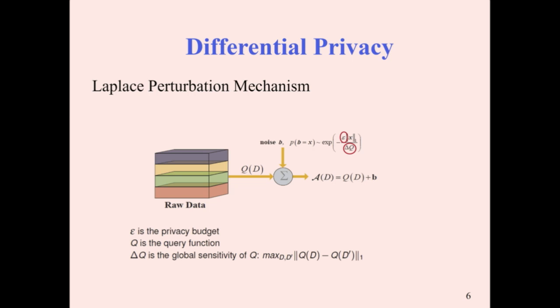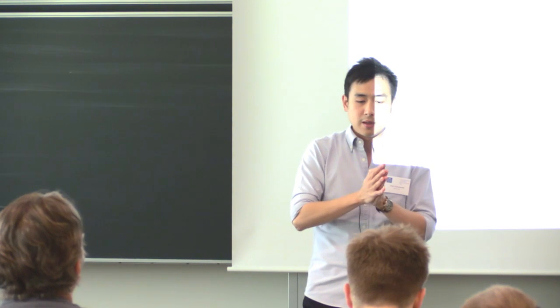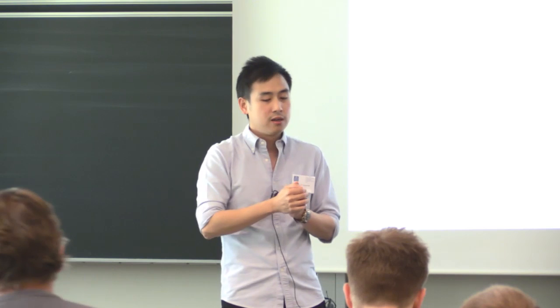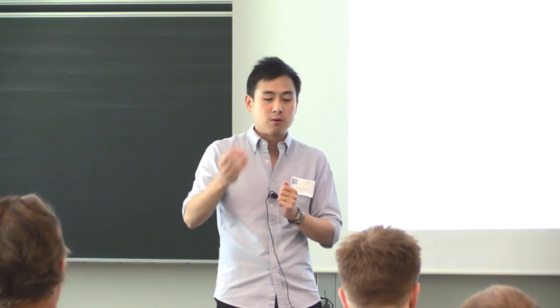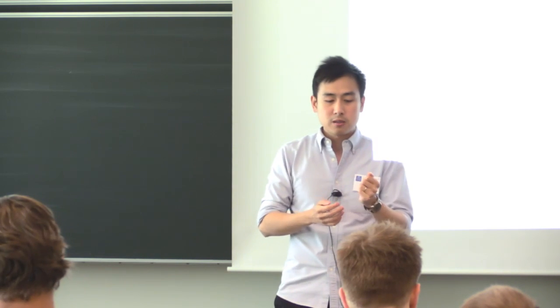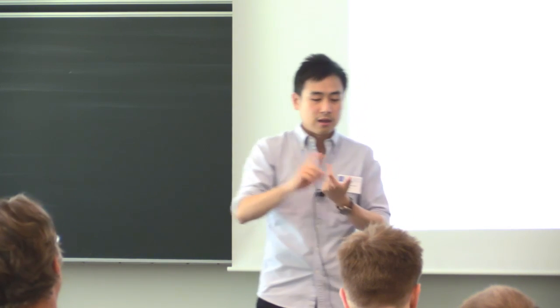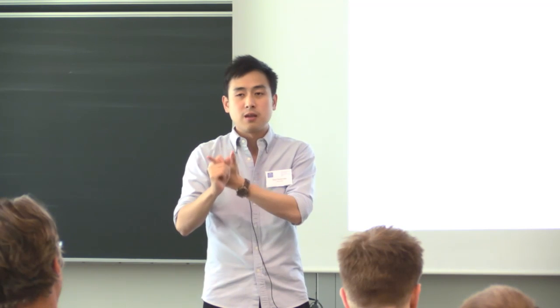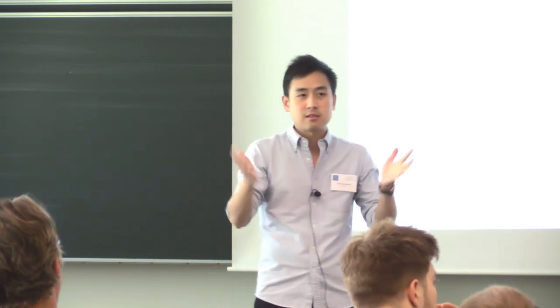And this is quite a simple mechanism. You have a raw database, and a query function you want to answer. Instead of answering the exact query function, you add Laplace noise scaled to two parameters. One is, again, the epsilon, and the second is the query sensitivity of the query function, which has a nice semantic meaning, as it sounds like.